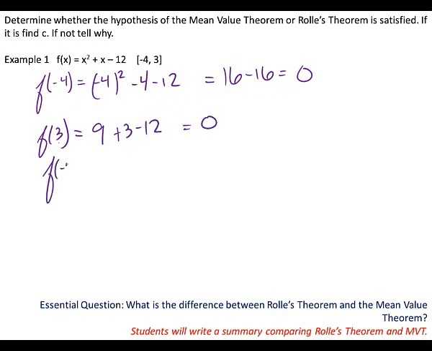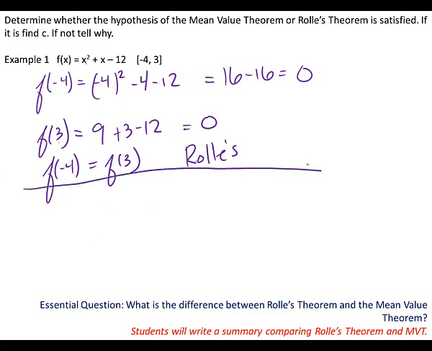So which one are we going to use? We know that f of -4 equals f of 3, right? So is that Rolle's or is it mean value? For your purpose today, I would write it down that you're going to use Rolle's theorem, so you know in your head which one you're working on, okay?